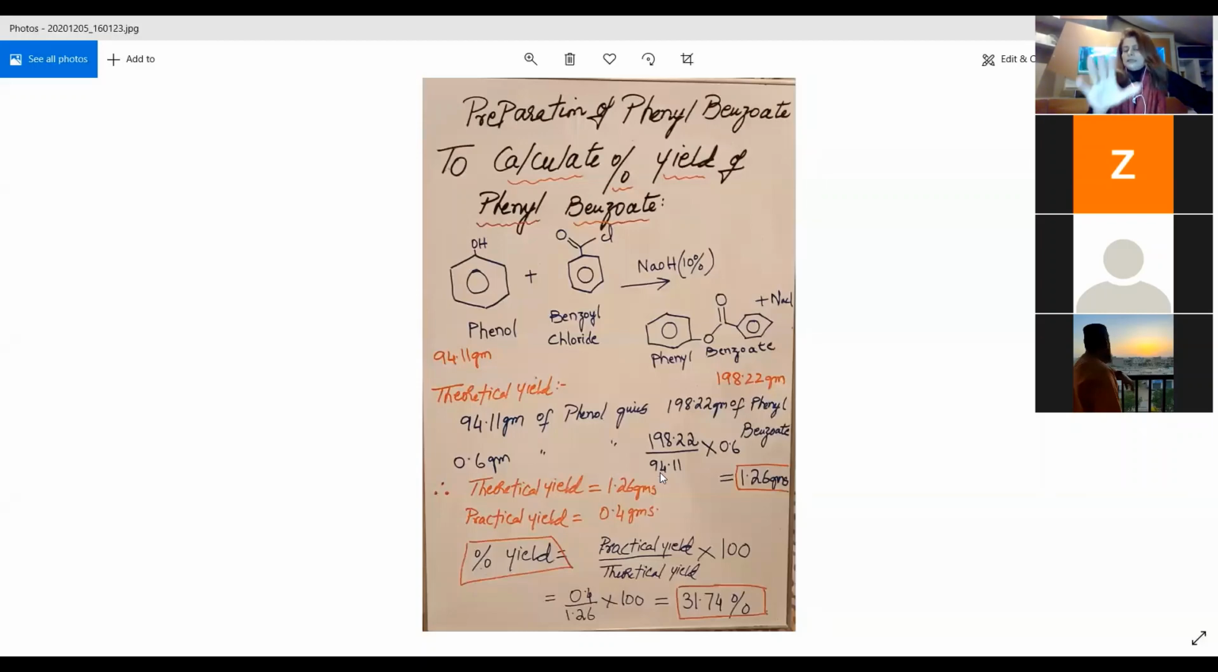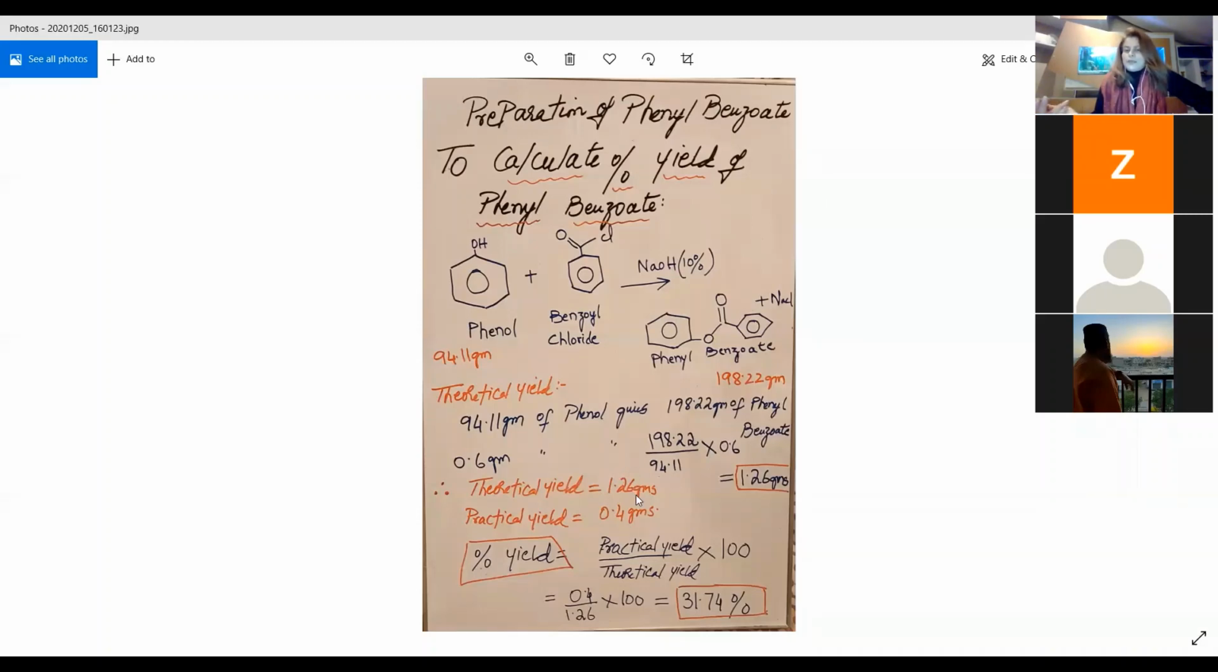These are the two values: the molecular weight of your product and the molecular weight of your starting material, multiplied by your starting material, which you took initially. You took 0.6 grams, right? So when you divide this and multiply with 0.6, you are going to get an amount which is around 1.26 grams. So this is your theoretical yield.